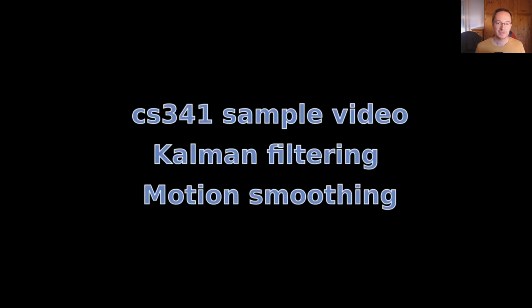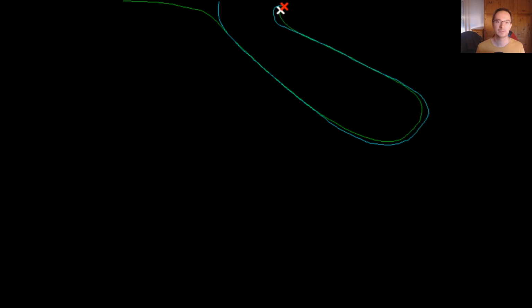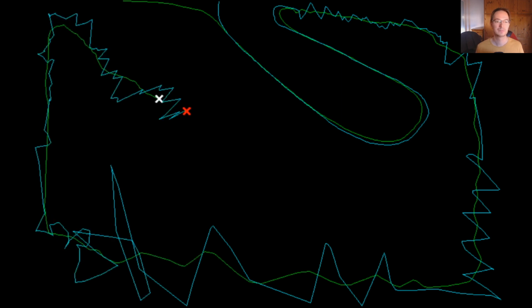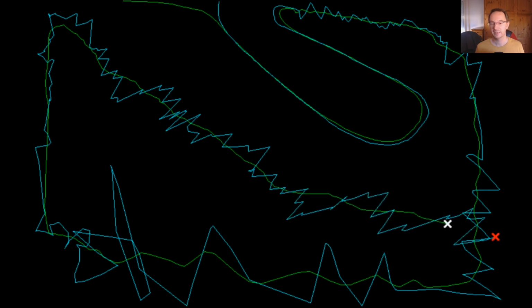And so here's another example where the tracker is following the observation here. The observation is in red and the tracking result, the estimate, is in white, and you can see how it is able to smooth out some of the noise, but there's also some lag or some delay introduced in the tracking.